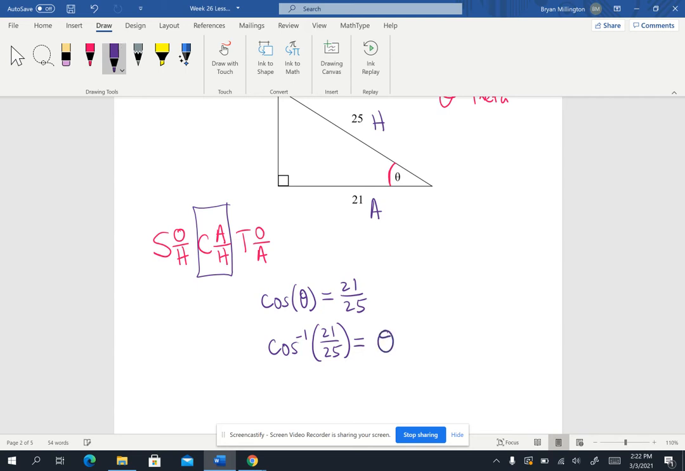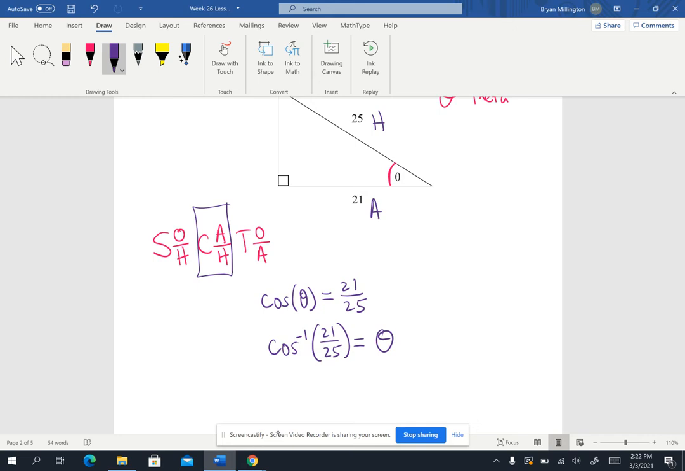So remember at the beginning of this video, I said that the inverse can flip the input and the output. So when I use this inverse, this over here, this was my output, 21 over 25. Now it becomes my input, and the output that we're going to get is theta. So we've gotten theta by itself. So that will tell us the measurement of it.